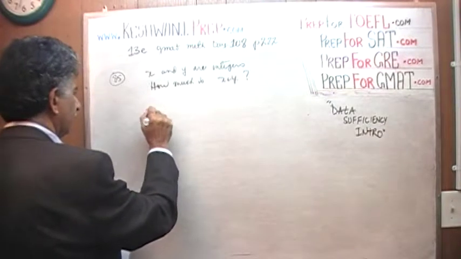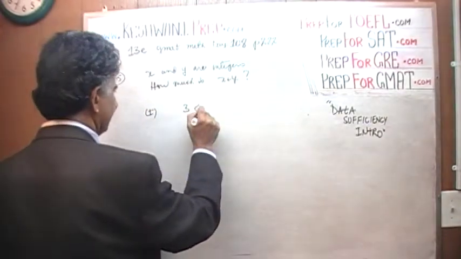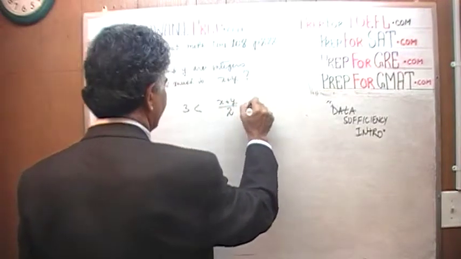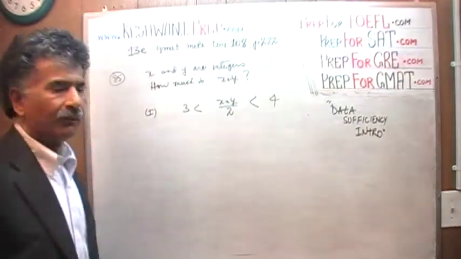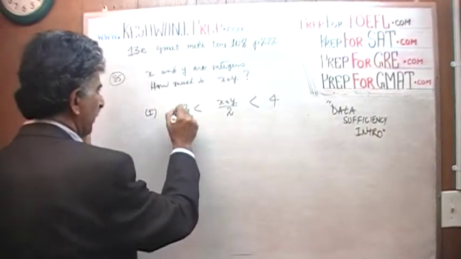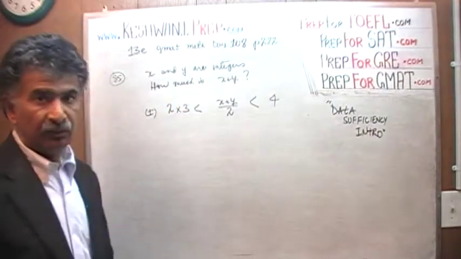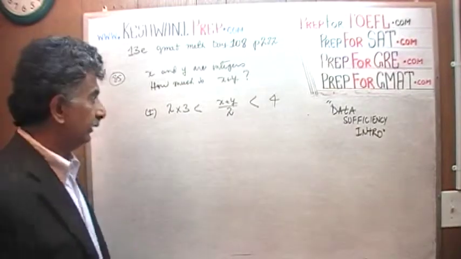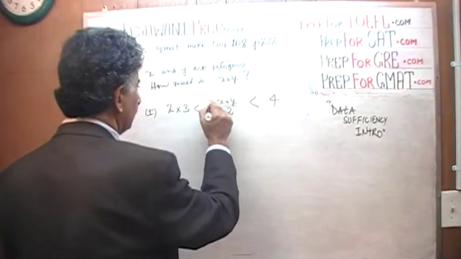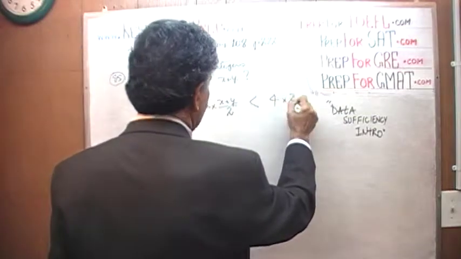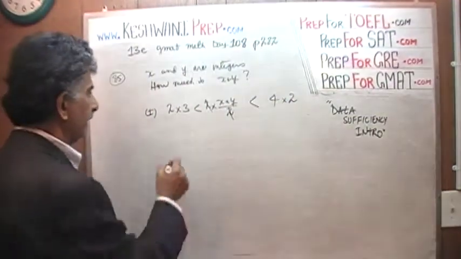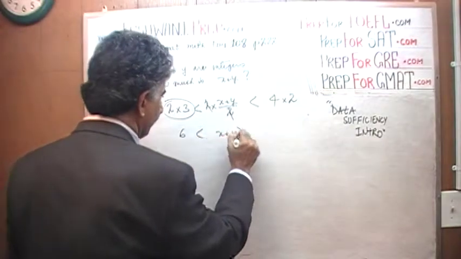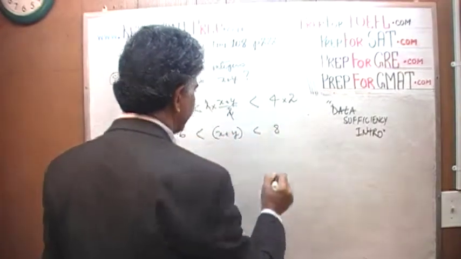In the first statement they tell us that 3 is less than (x plus y) over 2, which in turn is less than 4. If you multiply the entire inequality by 2, and since 2 is a positive number, we can do that without having to worry about switching the direction of the inequality. The 2 drops out, and we end up with 2 times 3, which is 6, less than x plus y, which we are told is less than 8.